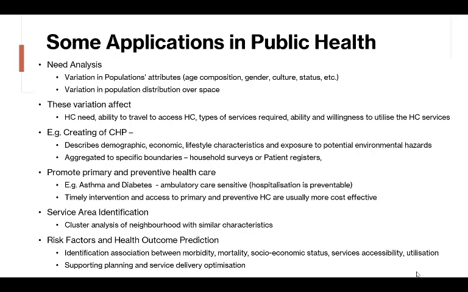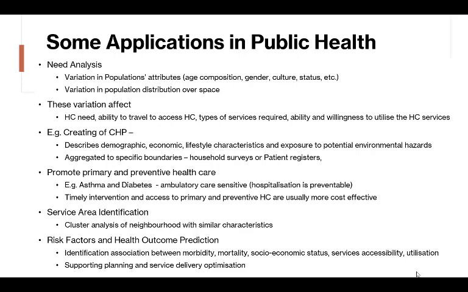We can also look at the aspect under need analysis. It can also help us look at risk factor and health outcome prediction. Because if we understand the association between morbidity, mortality, socioeconomic status, and services accessibility and utilization, we can use that to start designing how we provide adequate services to promote health and well-being. So these are some examples of how need analysis becomes useful in providing adequate public healthcare for the population.